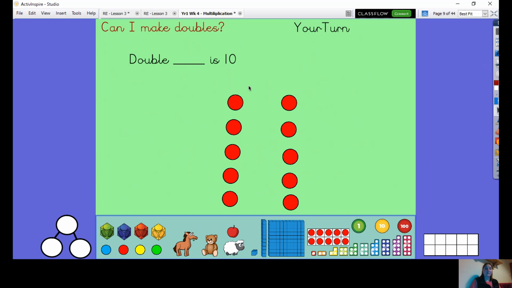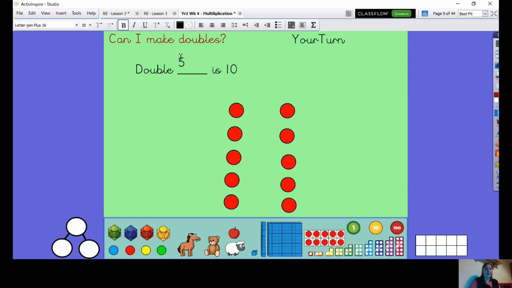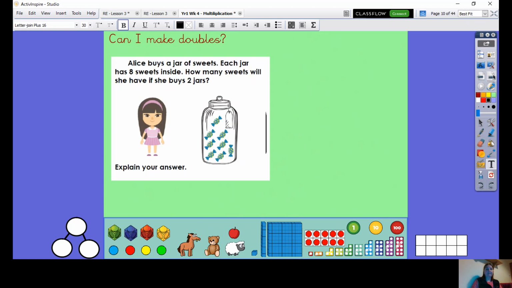So I know that double 5, 5 and 5 makes 10. So I have to double the 5 to make 10. So I know that 5 add 5 equals 10. I'm adding the same number twice to get 10, so that's what doubling means.